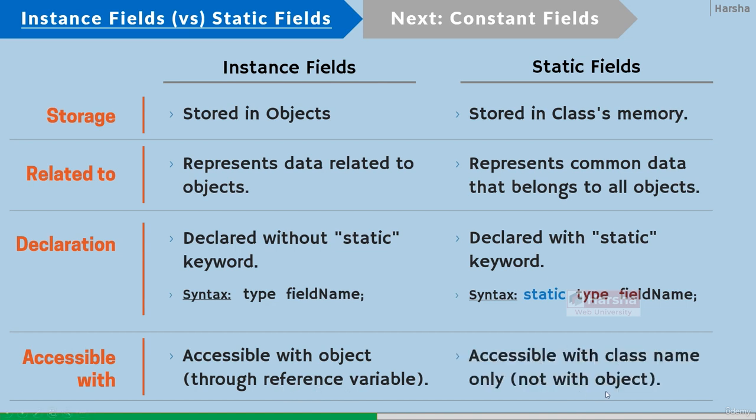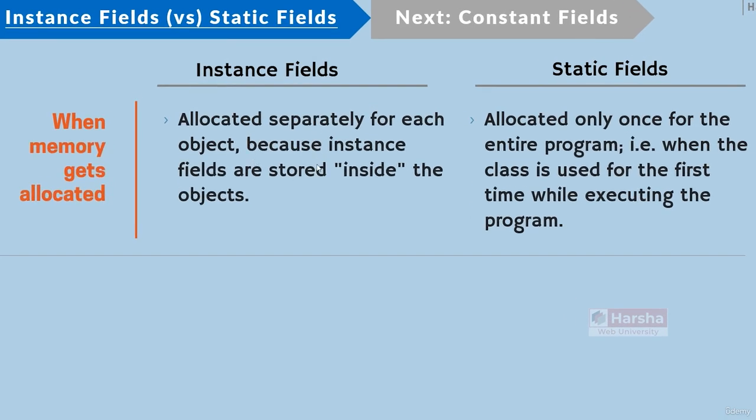But static fields are accessible irrespective of the objects. That means static fields are not accessible with objects. They are accessible through class name. So always you will access the static fields as class name dot field name. And instance fields are allocated separately for each object because instance fields are stored inside the object. But static fields are stored outside the object. Its memory will be allocated when we access the class name for the first time while executing the program.